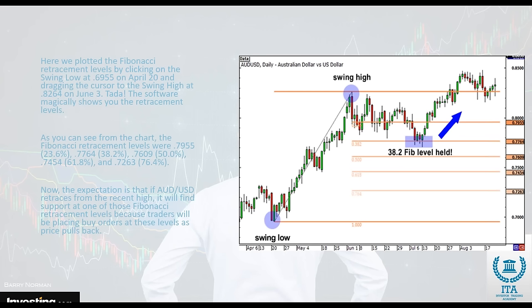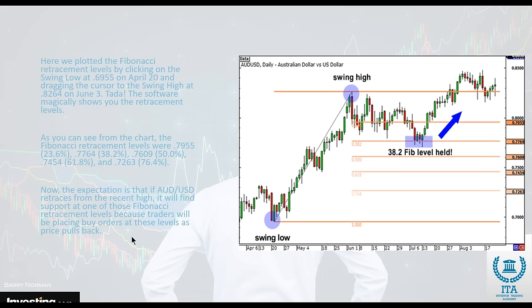And as you can see on the chart, the Fibonacci retracement levels are at 79.55, 77.64, 76.09, 74.54, and 72.63. Now the expectation is that the Australian US dollar retraces from the recent high. It will find support at one of those Fibonacci levels, because traders will be placing orders at these levels as price pulls back. Because this is what you're expecting. So here you've got your level on here.